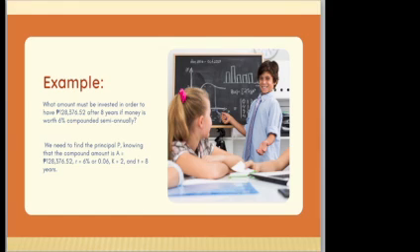Okay, we have another example here. What amount must be invested in order to have 128,376.52 after 8 years if money is worth 6% compounded semi-annually? So in this problem, we need to find the principal P.